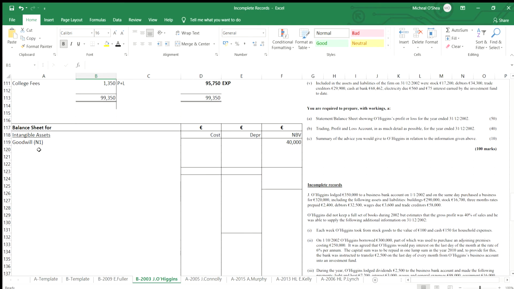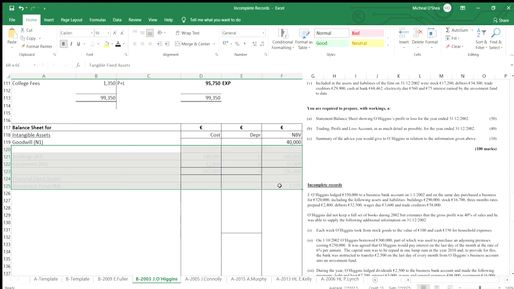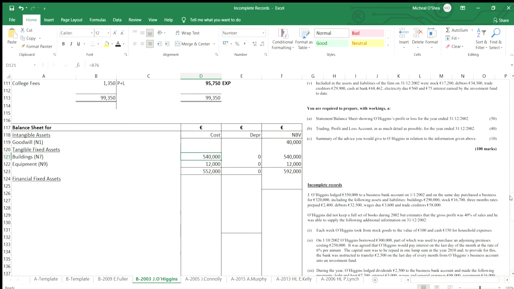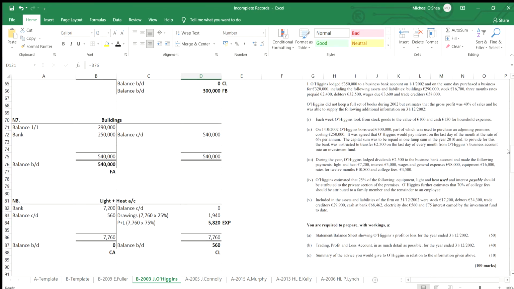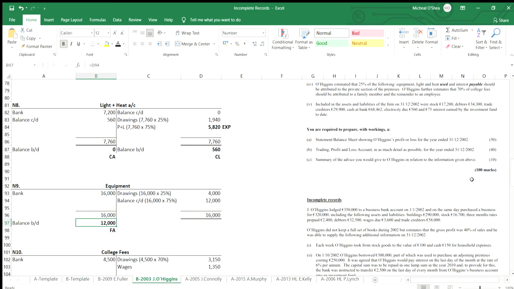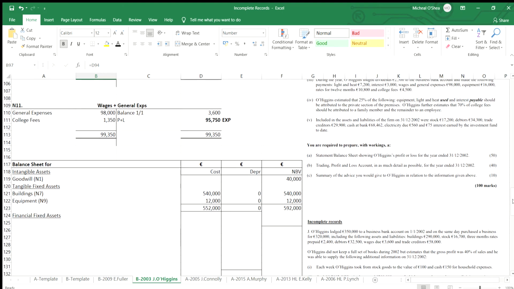The next part of fixed assets is my tangible fixed assets. And what I'm looking at here is my buildings and equipment. Buildings were 540,000 from my buildings account, and from my equipment account we had 12,000 once we took out the drawings. So 12,000 there for equipment. So I can show both of those here under the cost. There was no depreciation, so they are the net book value figures. If I add up these three figures, I find that there's 592,000 in fixed assets so far.